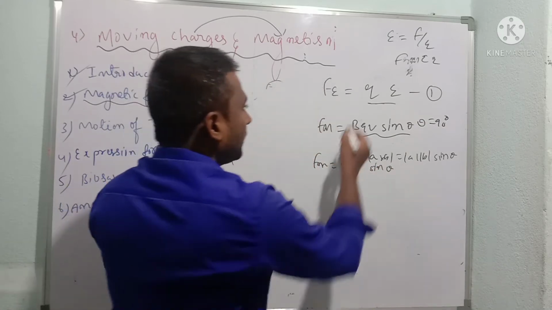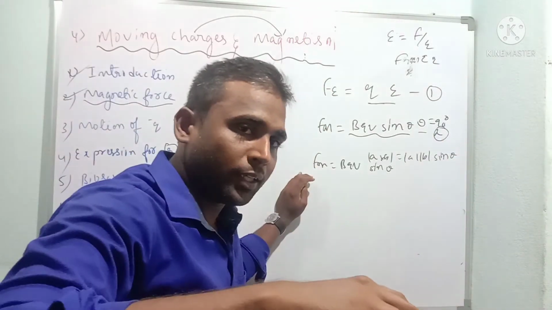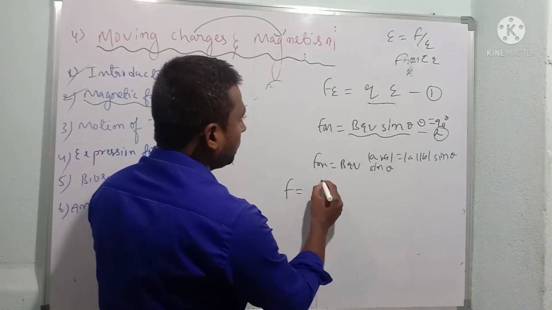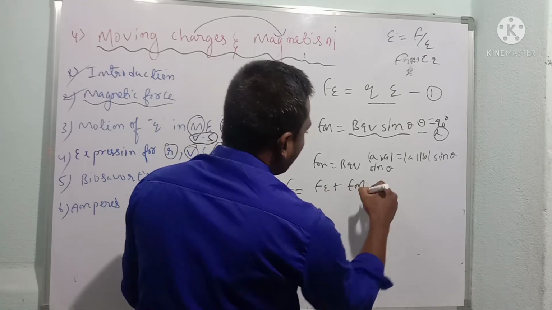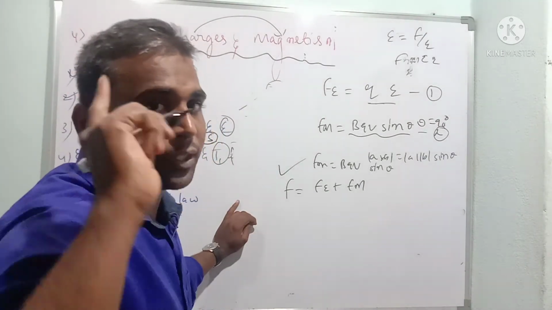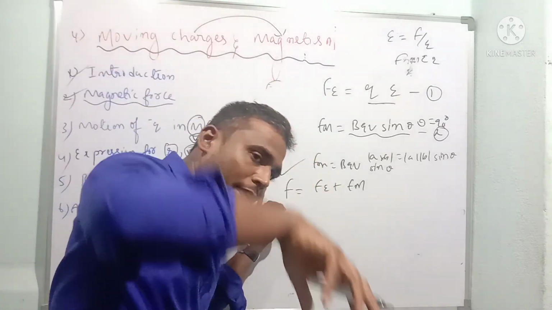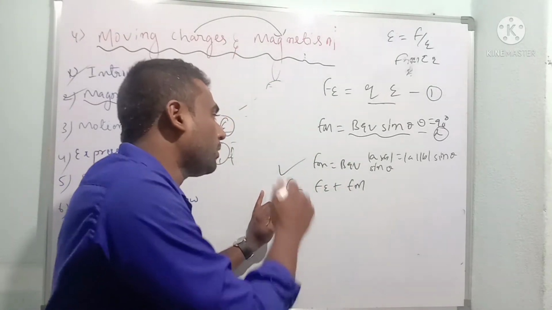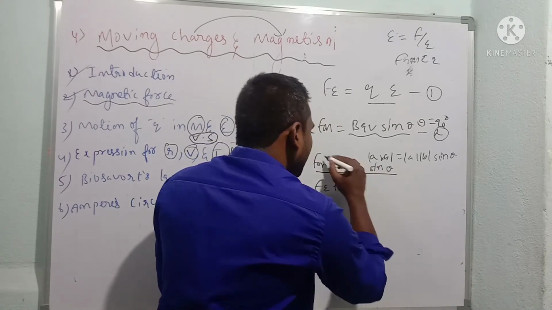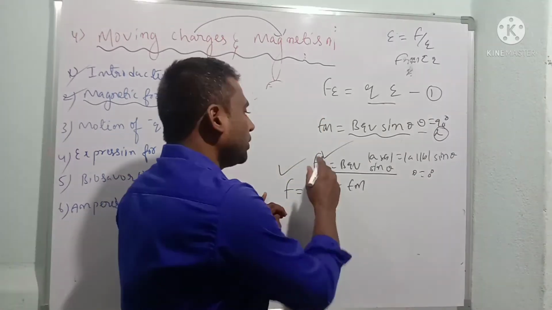Now children, when the charged particles are moving in an electric field as well as a magnetic field, the total force is equal to Fe plus Fm, and this force is called Lorentz force. Very important. What is Lorentz force? When the charged particles are moving inside the electric field as well as the magnetic field, that is called Lorentz force. In the case of magnetic force, if theta is equal to 90 degrees, the force will be maximum. If theta is equal to 0 degrees, sin 0 is 0, so the force will be minimum.